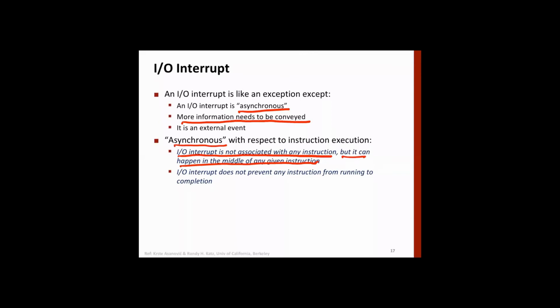Because an interrupt is an external event, it does not prevent any instruction from running to completion. So the CPU has the choice to complete the execution of the current instruction, and then take up the interrupt. So an interrupt is an external event that can happen at any point in time.